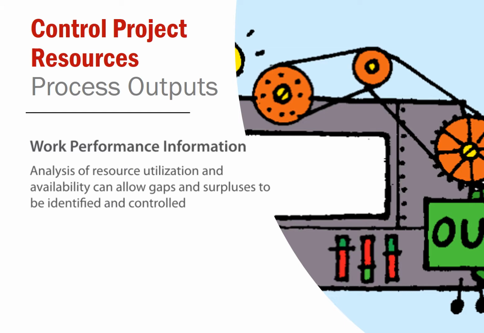Number 1, work performance information. Work performance information includes information on how the project work is progressing by comparing resource requirements and resource allocation to resource utilization across the project activities. This comparison can show gaps in the resource availability that need to be addressed.